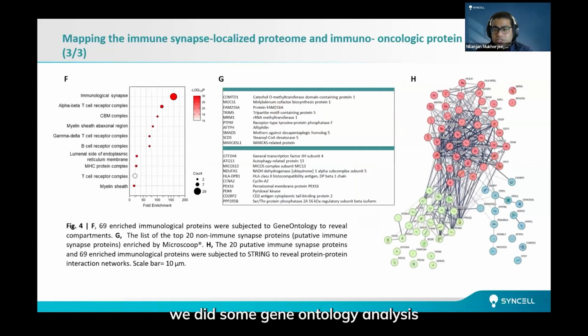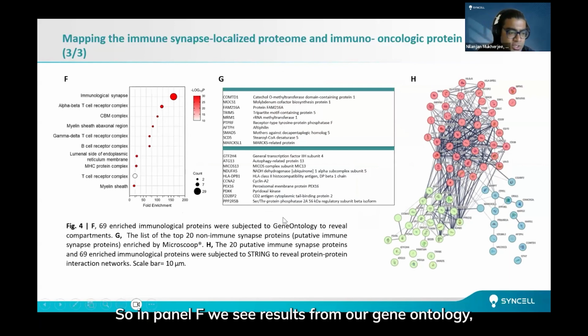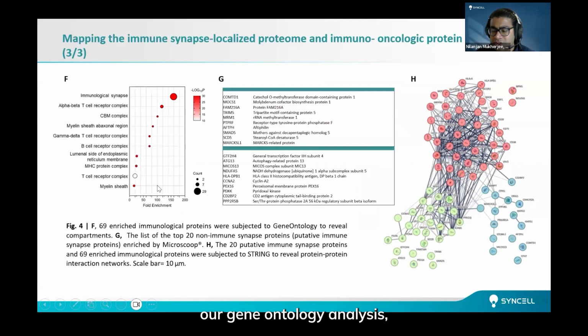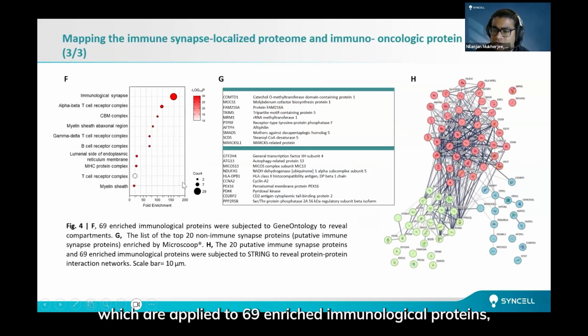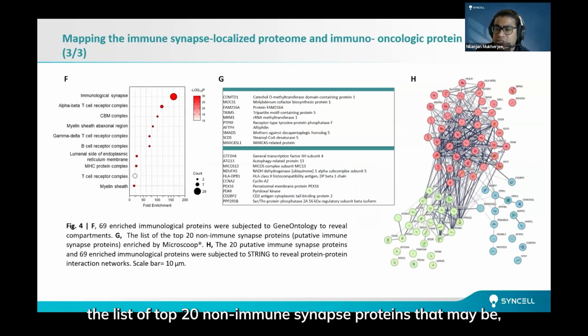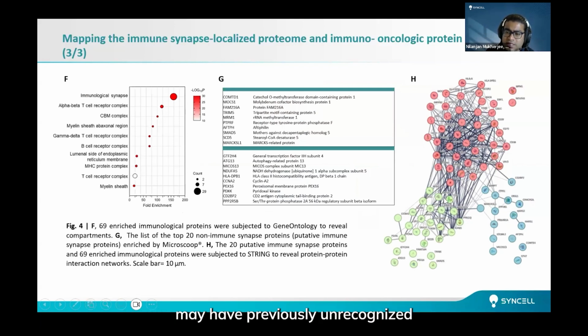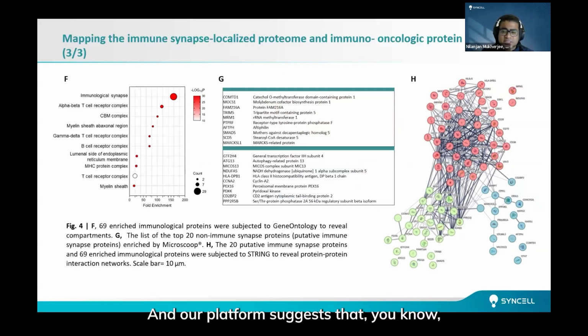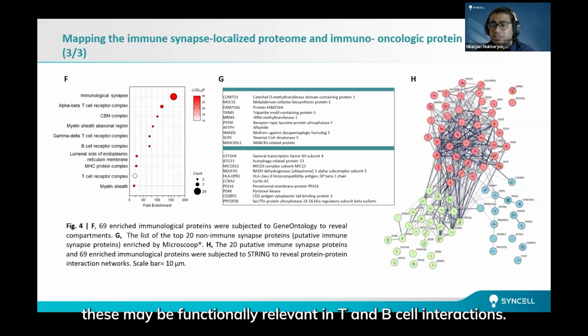And finally, we did some gene ontology analysis of our enriched immune synapse proteins. So in panel F, we see results from our gene ontology analysis, which were applied to 69 enriched immunological proteins, which allowed us to categorize these proteins based on their cellular compartments, biological processes, and molecular functions. Panel G identifies the list of top 20 non-immune synapse proteins that may have previously unrecognized roles in immune synapse dynamics. And our platform suggests that these may be functionally relevant in T and B cell interactions.